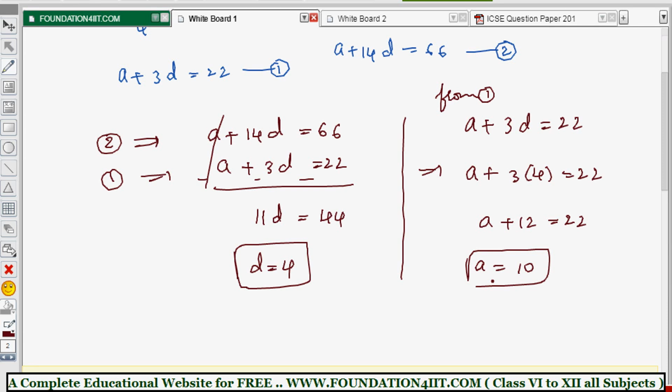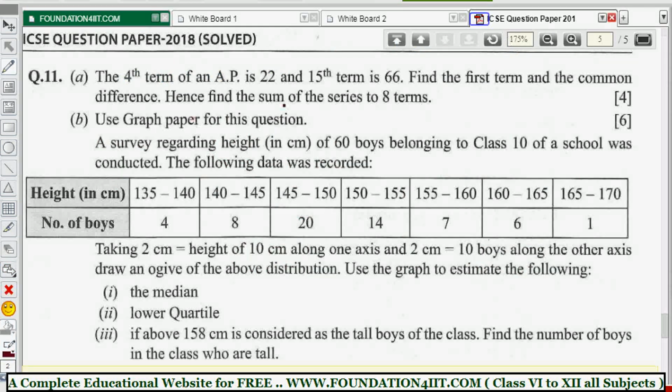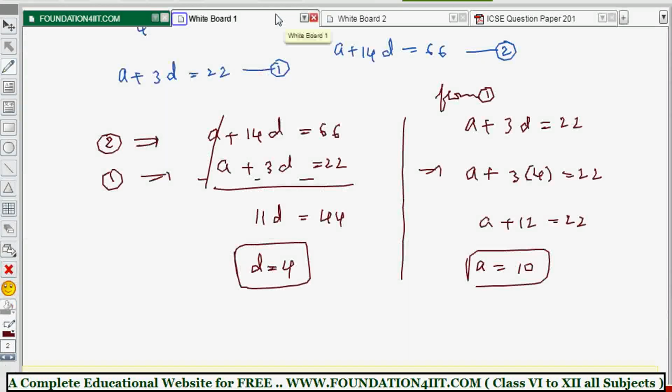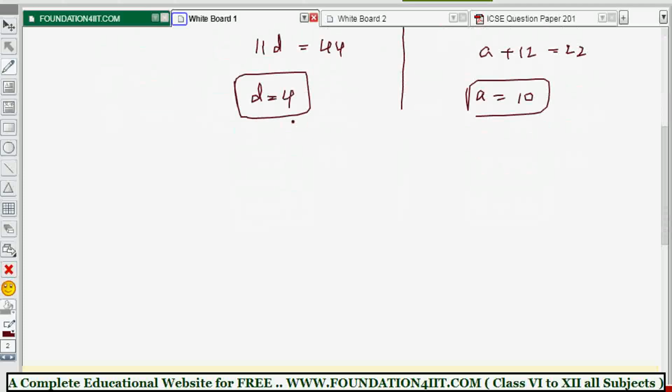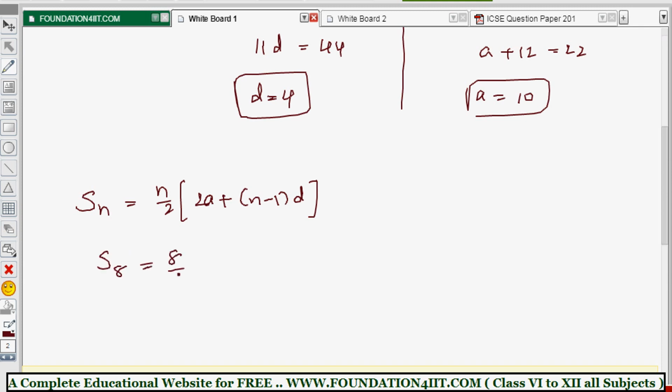We can find the sum of 8 terms. Here the sum of the series to 8 terms means S8, which we need to find using these. You know the formula: Sn is equal to n by 2 into 2a plus n minus 1 into d. So S8 is equal to 8 by 2 into 2a, a is 10, plus n minus 1, so 8 minus 1, into d, which is 4.